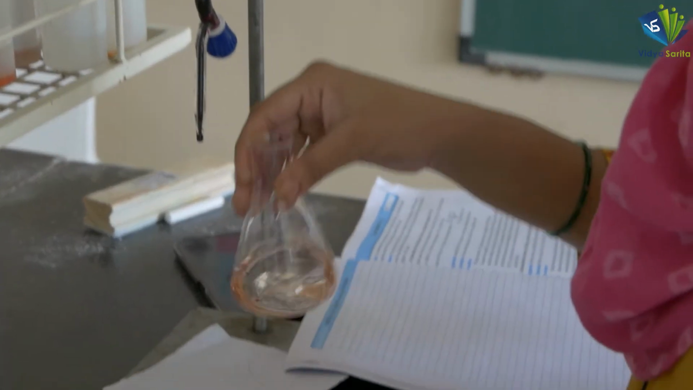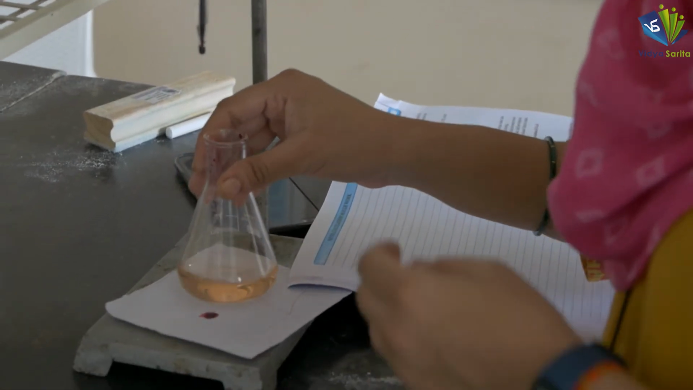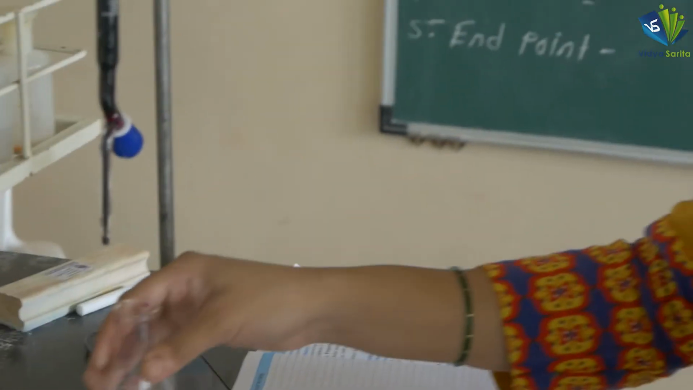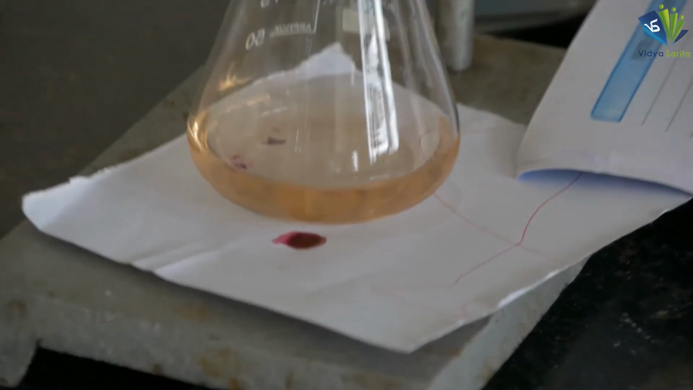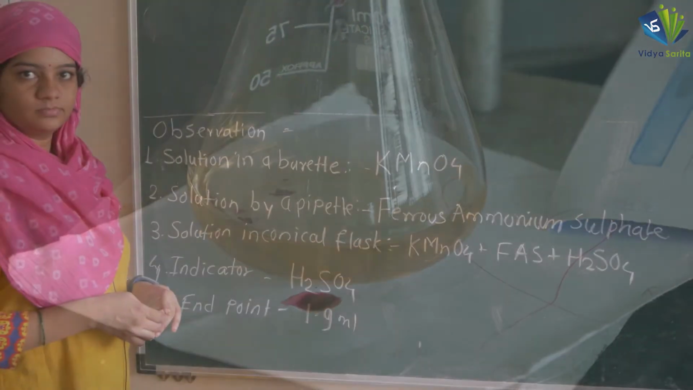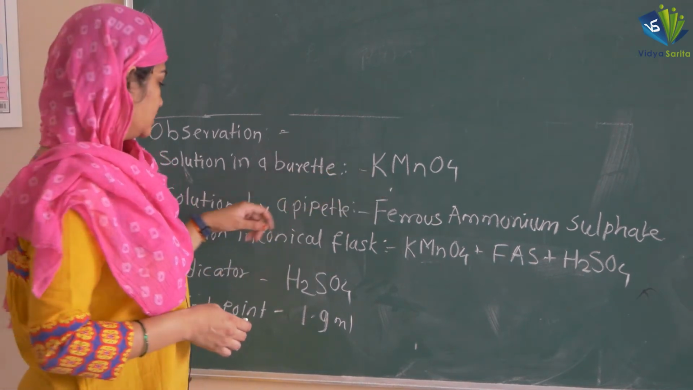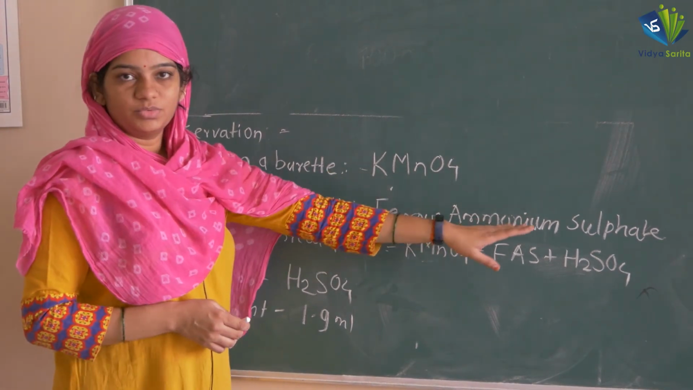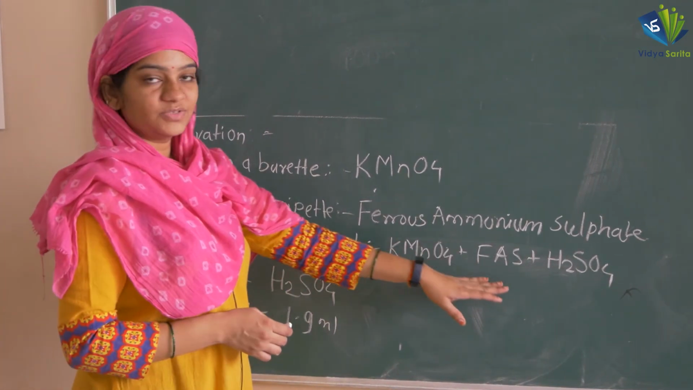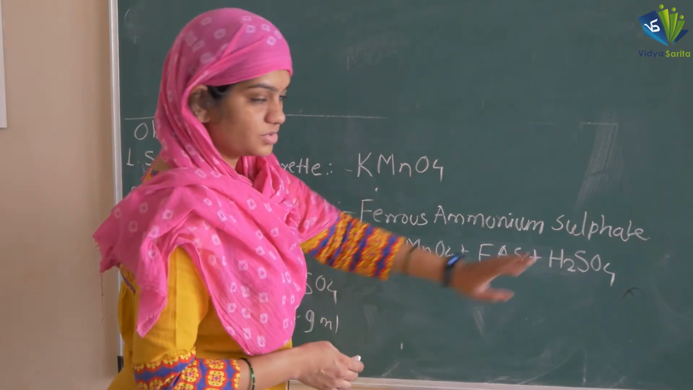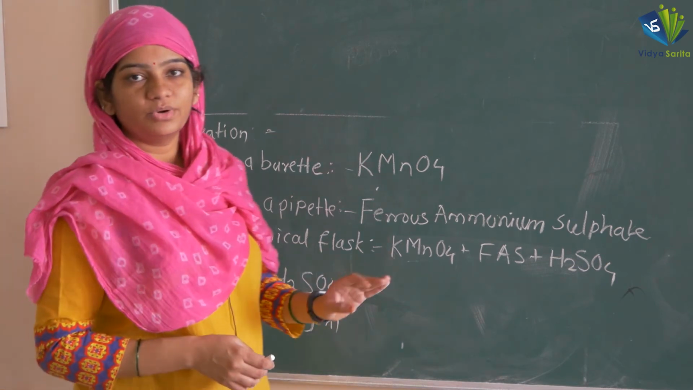Okay, so this is a faint pink color which does not disappear after shaking. So this reading is 1.9. Observation: solution in burette is KMnO4, solution taken by pipette is 10 ml ferrous ammonium sulfate, solution in conical flask is KMnO4 plus ferrous ammonium sulfate plus H2SO4. Indicator: KMnO4 itself. Endpoint is 1.9 ml.